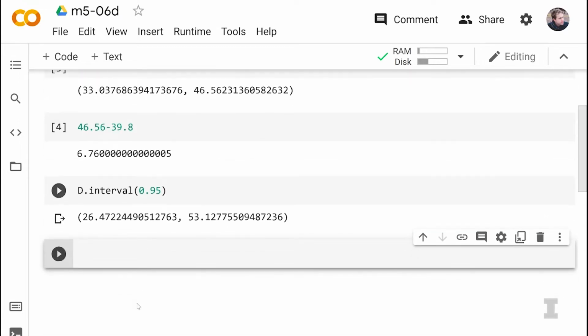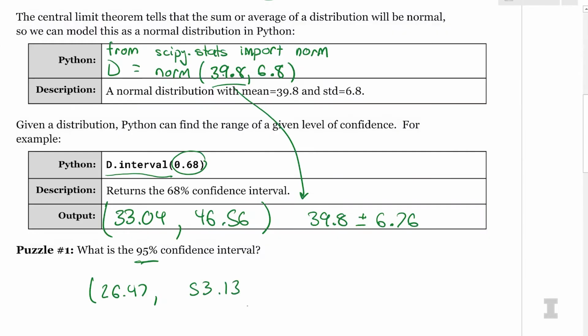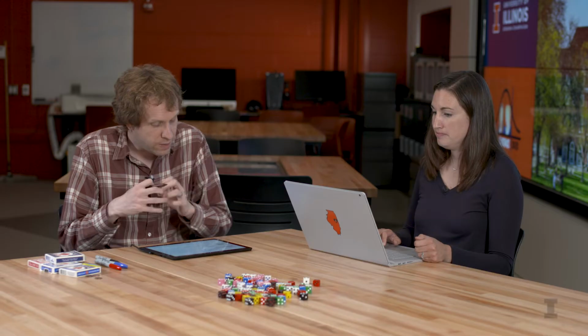And I get an interval with a lower bound of 26.47 and an upper bound of 53.13. So here, I have now a different lower bound and different upper bound, and this interval is wider. Is that what we expect? Yes, we always expect the more confident we get, the wider our interval is going to be because our margin of error is going to get bigger. The z-score for 95 is going to be bigger than the z-score for 68.